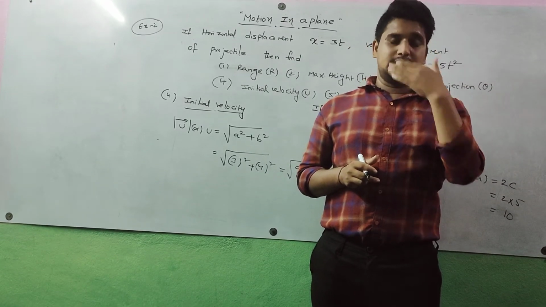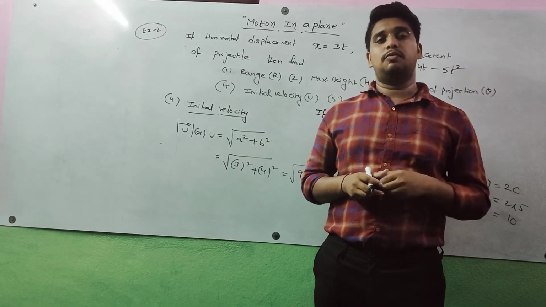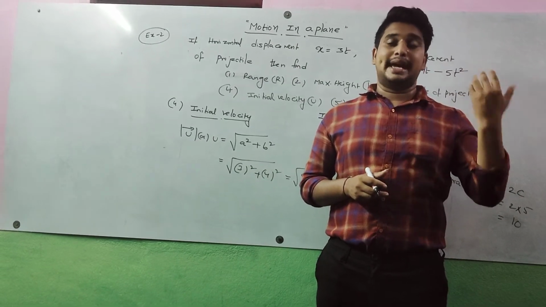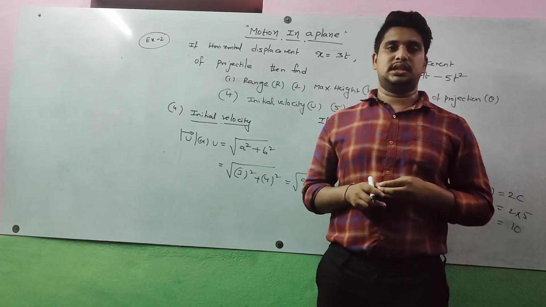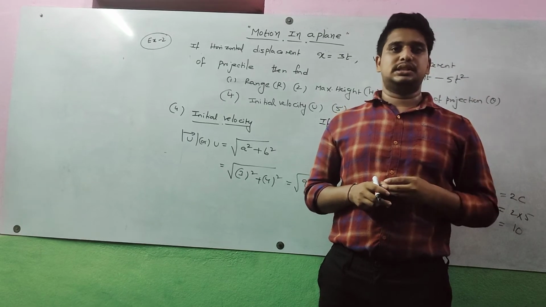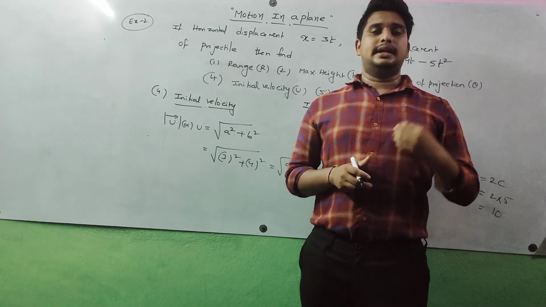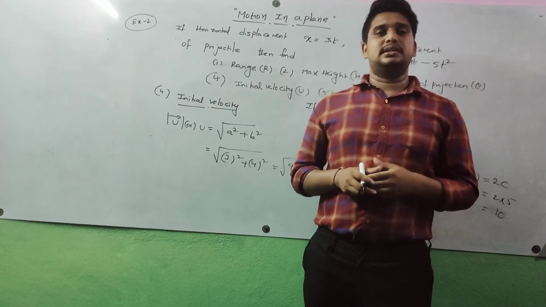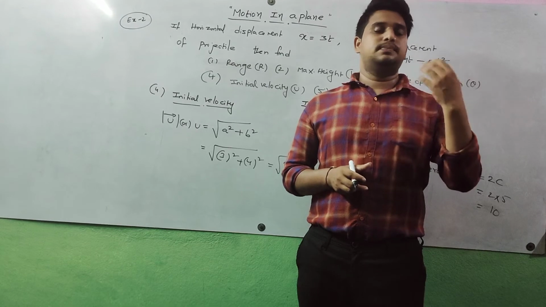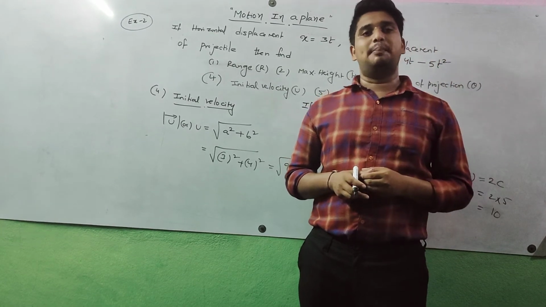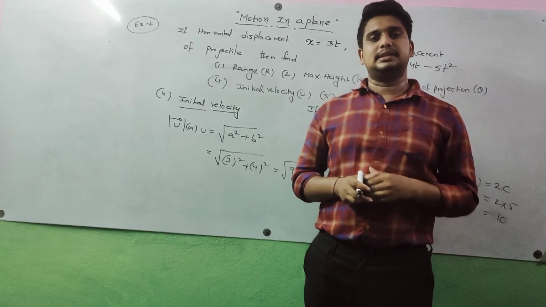I already discussed a few lectures like introduction of motion in two dimensions and types of motion in two dimensions like oblique projection and horizontal projection. What is meant by oblique projection I discussed. What is meant by horizontal projection I discussed. Next, in oblique projection, we discussed how to draw the diagram and a detailed explanation of oblique projection in a few lectures. Please go through the previous lectures.